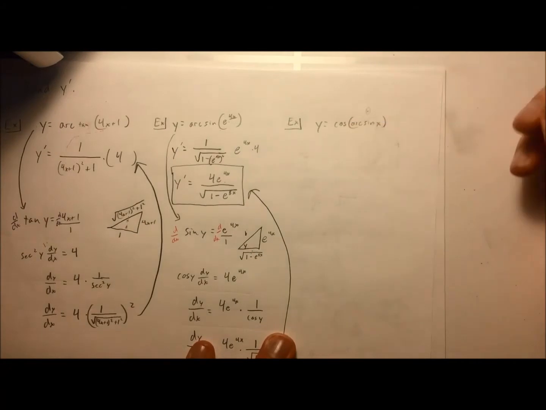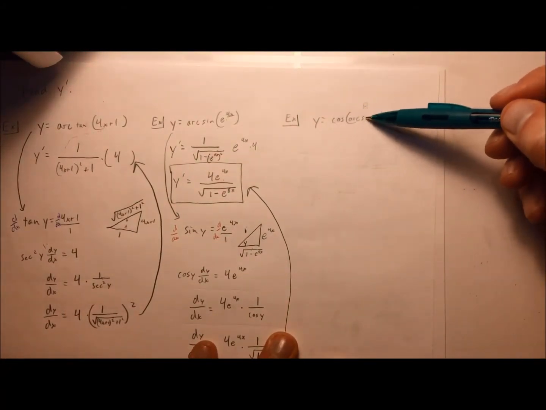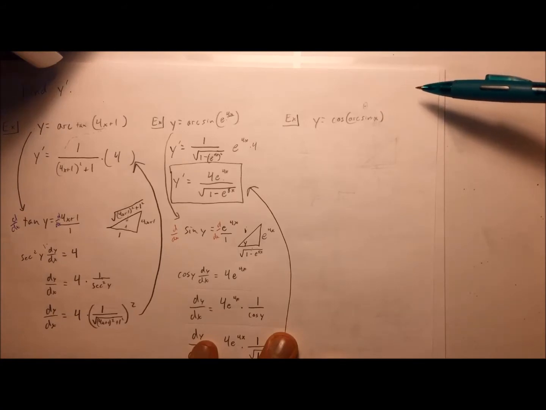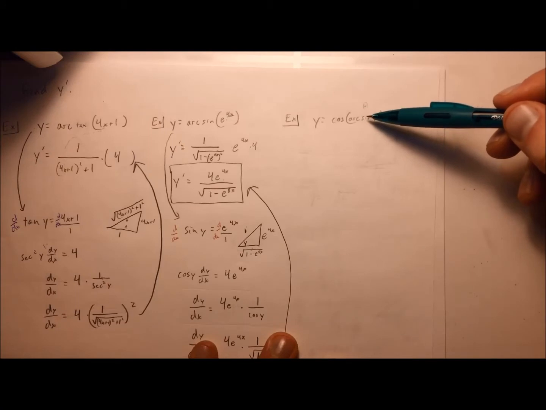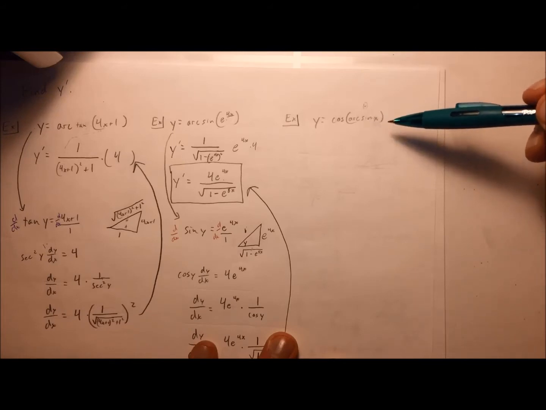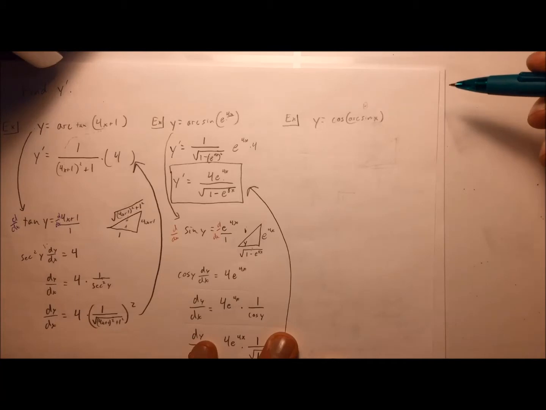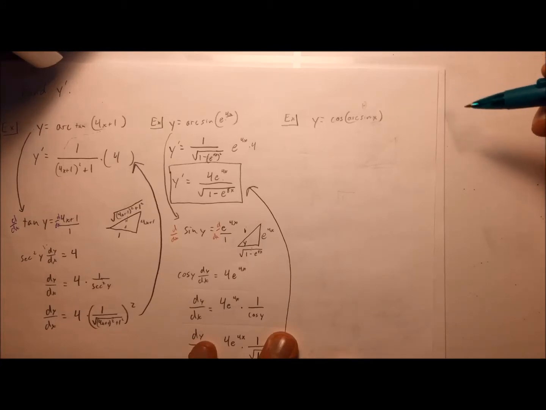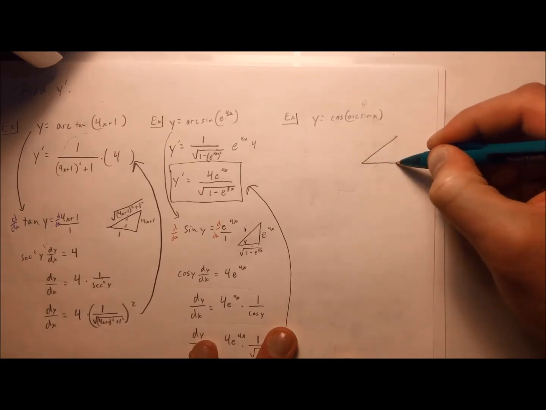Last problem. We have to find the derivative of y is equal to the cosine of the arcsine of x. Am I going to do the chain rule? Take the derivative of the inside, take the derivative of the outside, leave the inside, take the derivative of the inside, and multiply? No, I'm not. Why not, you ask? Because I can draw a triangle. So let's draw this triangle then.